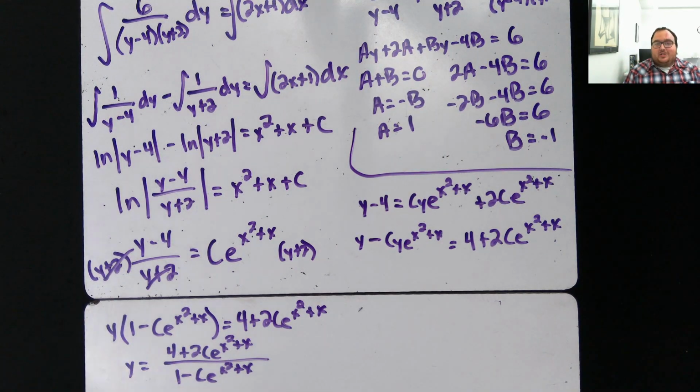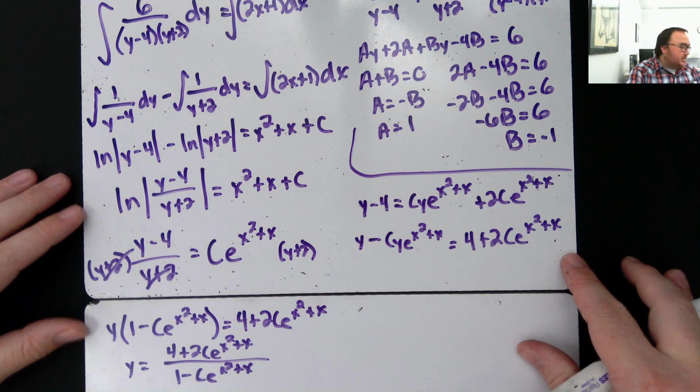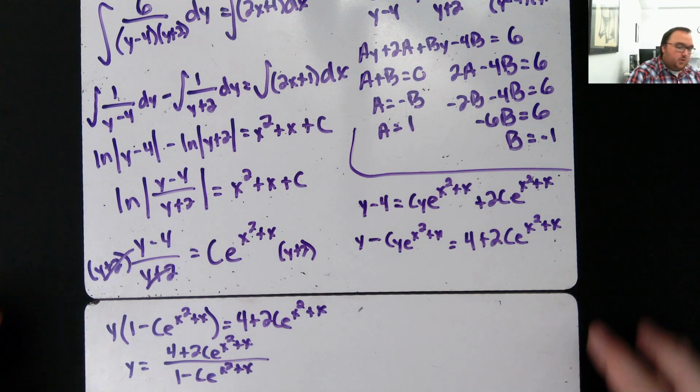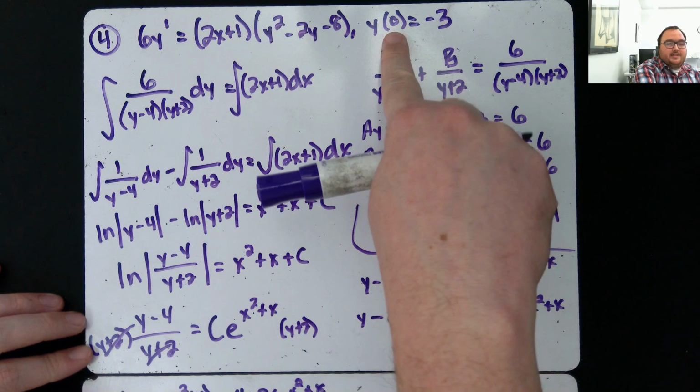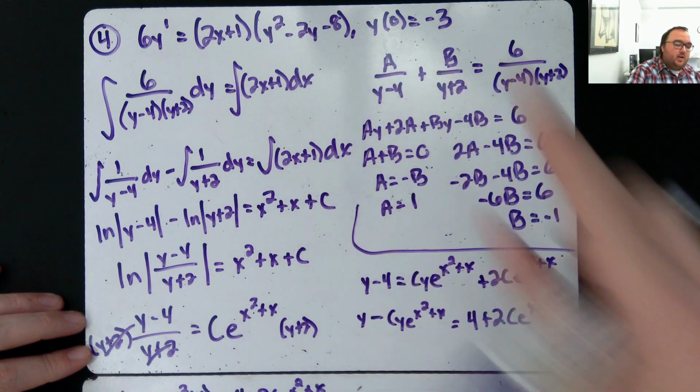Which would be nice if I could just stop there, right? But they give me a point. Is it y of 0 equals negative 3? Yeah, the same point. There we go. So plug 0 in for x, negative 3 in for y, so that I can solve for c.